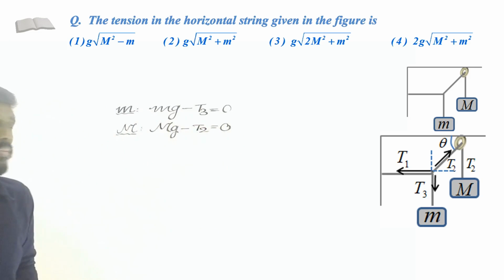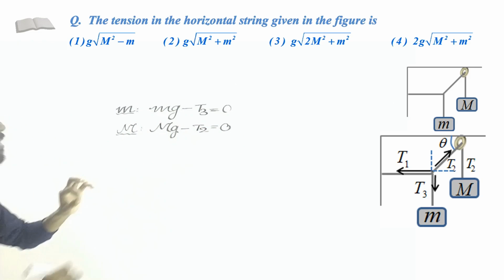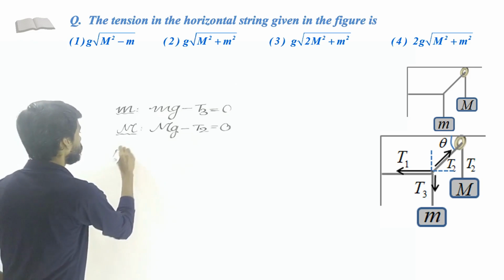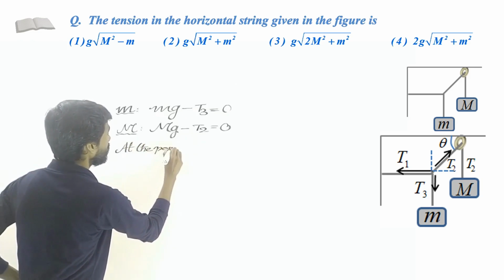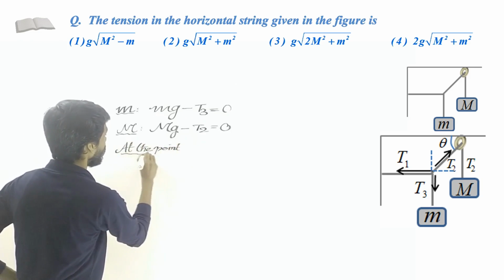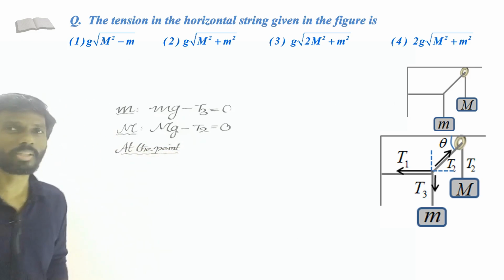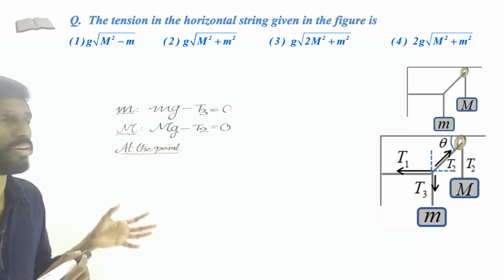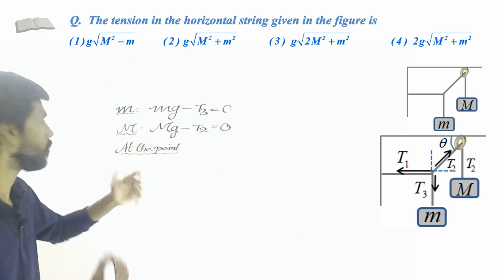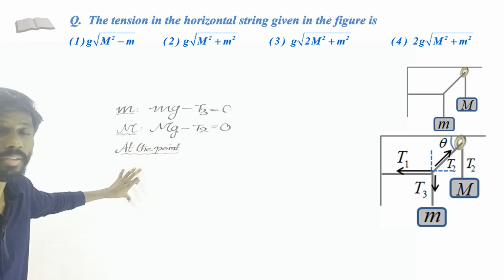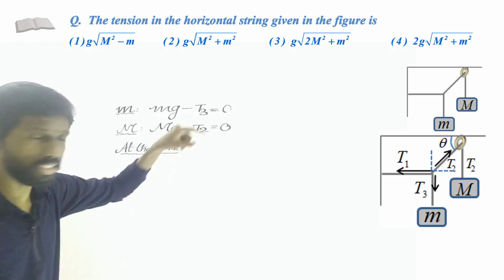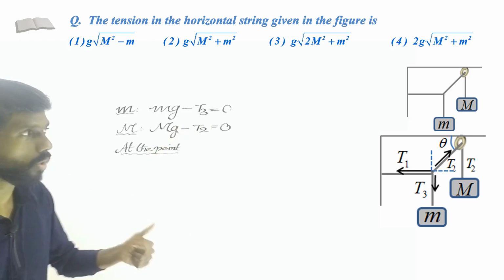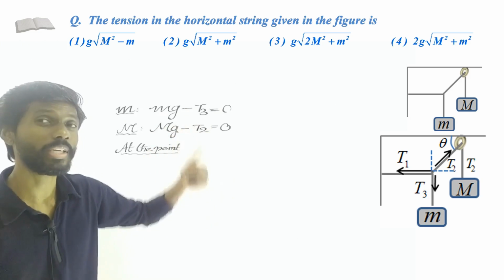Now we will write the total force at the junction point, the point where these three strings meet. So the total force is 0, because that point is also in equilibrium, or the point has mass 0. So at that point, what are the forces acting in the vertical direction? In the vertical direction we have T3, vertically downward direction, and also the component of T2 in the vertically upward direction.